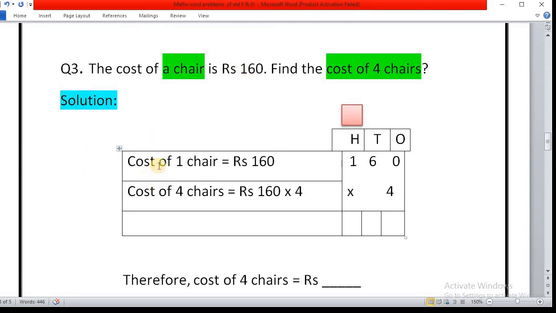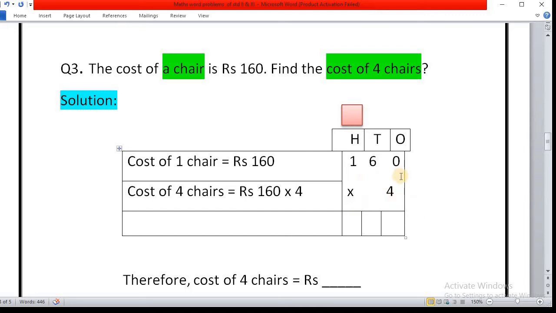Here's the solution. Cost of 1 chair is rupees 160. I have written rupees 160 here and I have to find the cost of 4 chairs. Cost of 4 chairs will be rupees 160 into 4. Here I have done it stepwise. Here, for the cost of 1 chair, I have written 160 in hundreds, tens, ones places, and I have multiplied by 4 because I have to find the cost of 4 chairs.